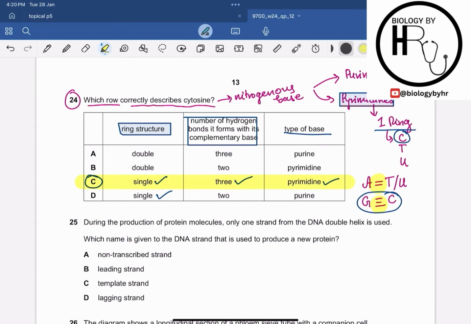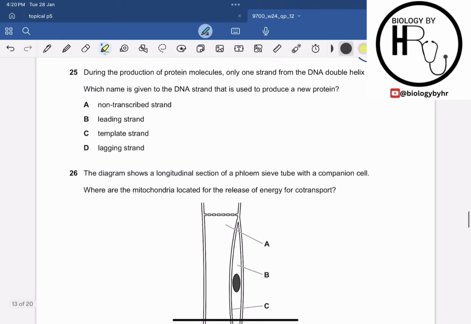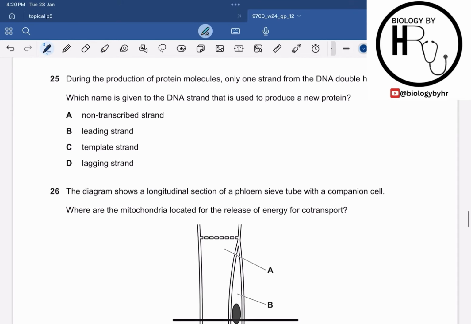This was a simple MCQ. Now let's move on to question 25. Question 25 is asking that during the production of protein molecules only one strand from the DNA double helix is used. Which name is given to the DNA strand that is used to produce a new protein?